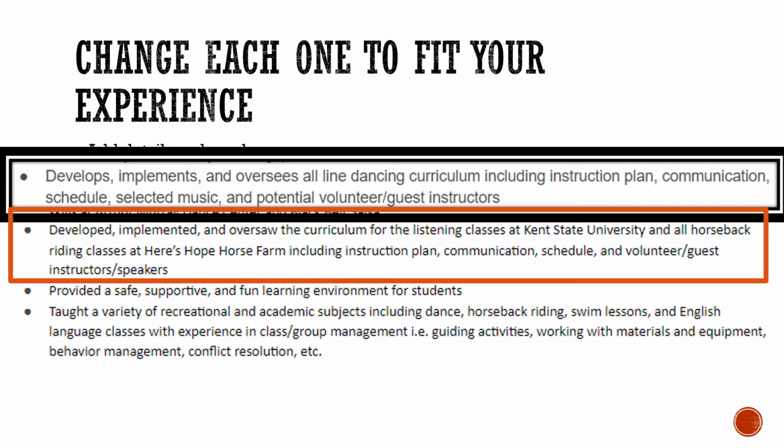Notice how I changed these verbs, develops, implements, and oversees, to the past tense. So develops becomes developed, implements becomes implemented, and oversees becomes oversaw. I took out "line dancing" because my experience did not include any kind of line dancing curriculum that I created. So instead of line dancing, what I put is the curriculum for the listening classes at Kent State University and all horseback riding classes at Here's Hope Horse Farm, because that's the experience that I had in curriculum writing.